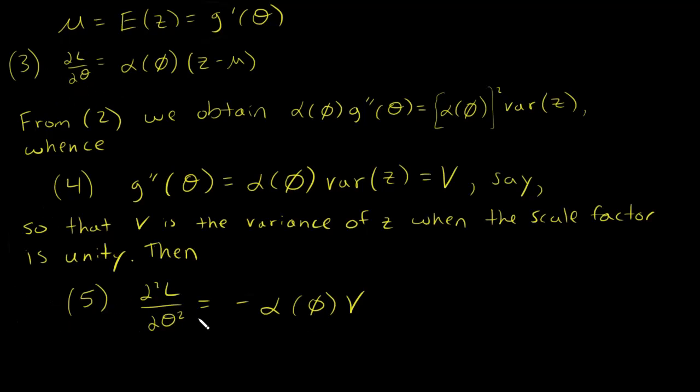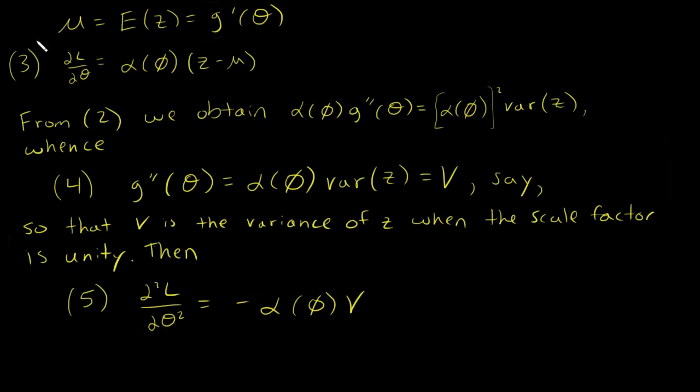So previously we showed that the second derivative of the function g equals this, what we're calling capital V. And so now we have the second derivative of the log likelihood with respect to theta equals this alpha of phi times that V. All right, so let's start with the left-hand side of this equation and briefly go through that second derivative once more.